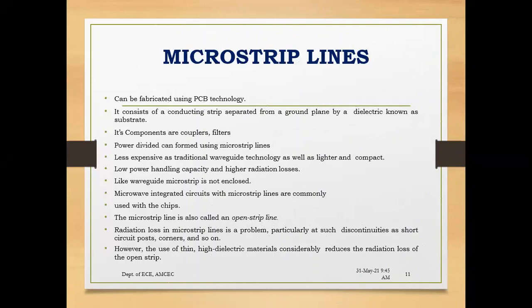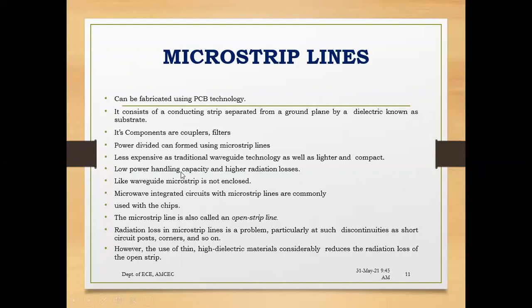Coming to the microstrip properties, or general features, why we go for microstrip line for fabrication: it is mainly fabricated using PCB technology. It consists of a conducting strip separated from a ground plane by a dielectric known as the substrate. The components used are couplers and filters. Again, power dividers can be formed using microstrip line. You have two experiments in your lab, a power divider and a coupler, where you will be making use of microstrip lines. This is less expensive than traditional waveguide technology, and since it is less expensive, it is lighter as well as compact.